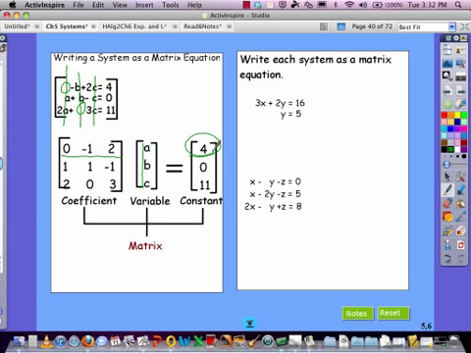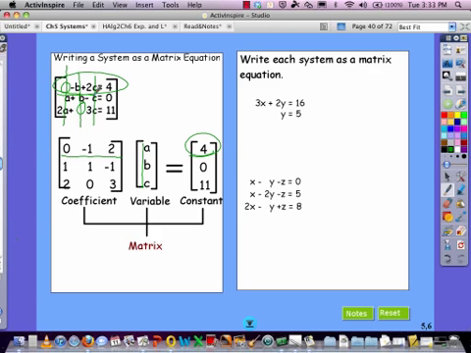Well, that would be 0 A's plus negative 1 B's plus 2 C's equals 4. And that's exactly what our equation was up here. So it truly is set up correctly. Now, you have the coefficient matrix, the variable matrix, and the constant matrix.